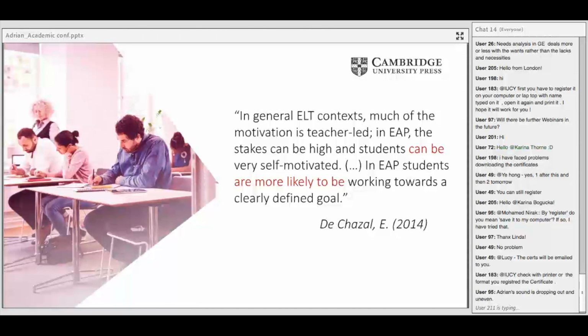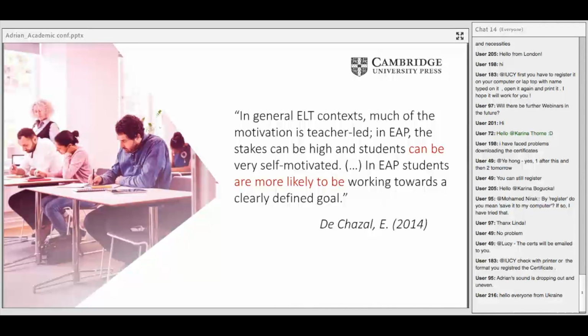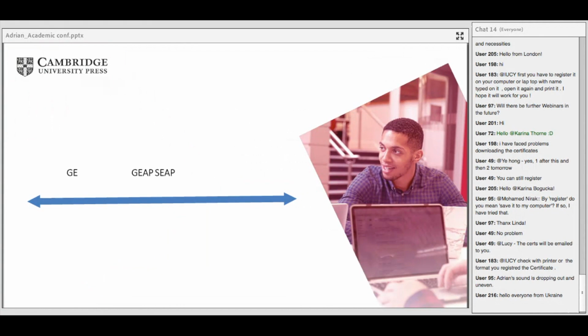And if we look again at this quotation from de Chazal, I've just highlighted what seem to me very important bits of this, that students can be self-motivated and they're more likely to be working towards a clearly defined goal, but not necessarily the case, I would say. We've been talking about the differences between General English and EAP as if they're kind of separate categories. But of course, in reality, I think it is more like this.